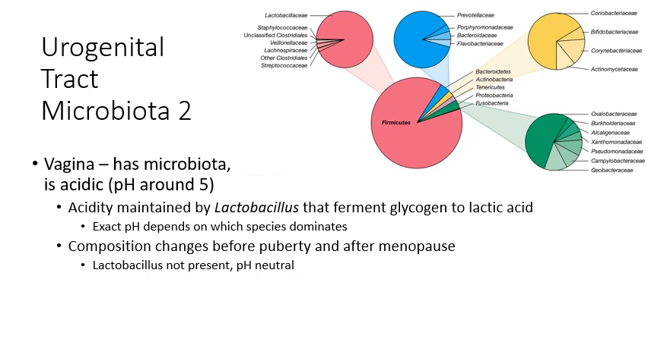So the figure there, the pie chart, is just showing the makeup of the vaginal microbiota. So the big pie chart is the phyla, and you can see it's almost all phylum Firmicutes. Then if you zoom in on the Firmicutes to see the families, you can see it's mostly Lactobacilliaceae, which would be the family that has Lactobacillus. If you zoomed in even further to the genus level, you would see it's mostly Lactobacillus.